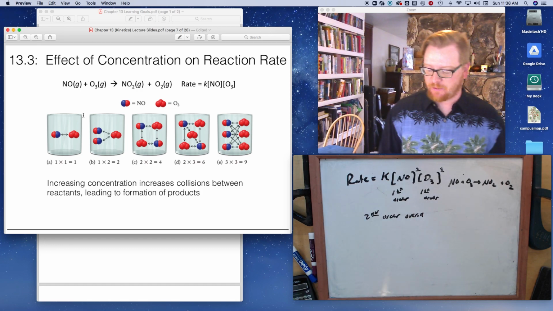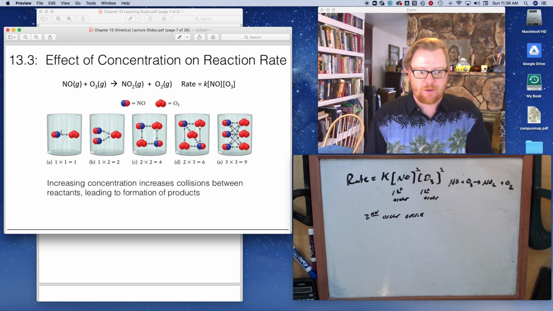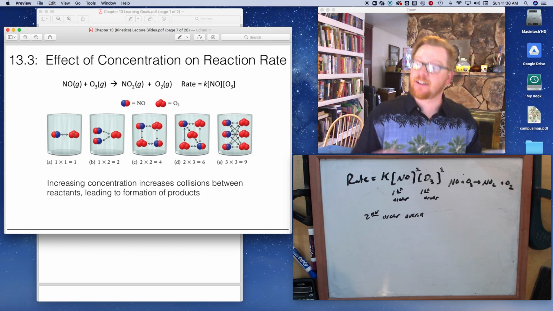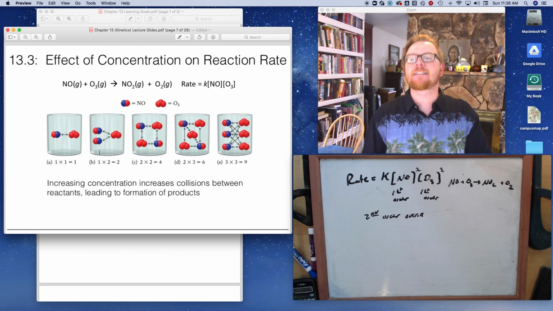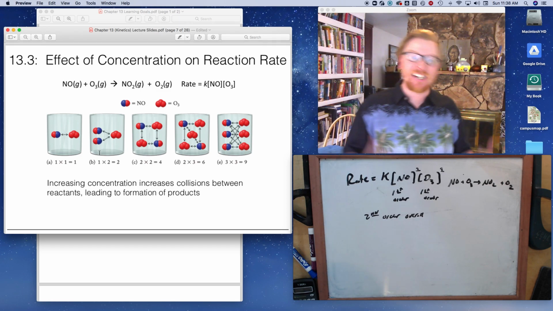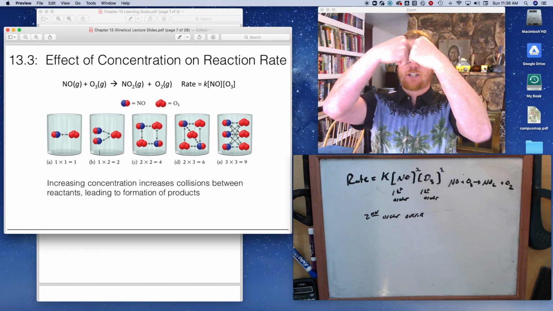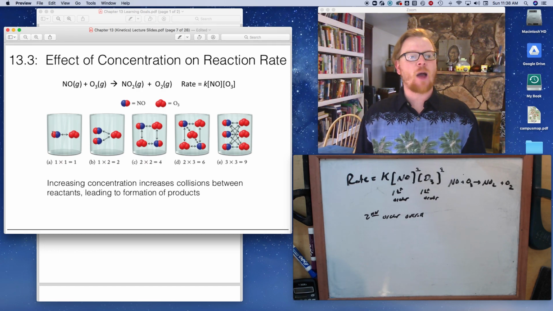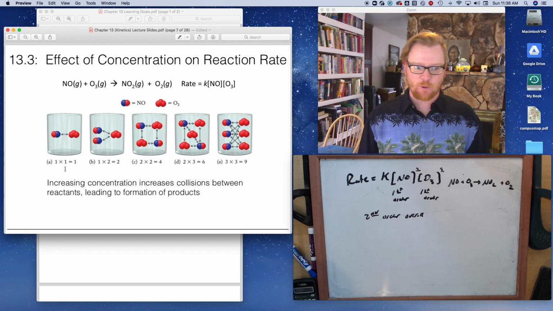So here's a demonstration of that. Suppose we have one NO molecule and it reacts with one O3 molecule, just as it's showing here. So if I have one of each and they collide, 1 times 1 equals 1. That's one collision. And we have to consider that in order for things to react, the amount of time it takes for them to react is very much related to how much time it takes them to find each other and collide. So when there's only one NO and one O3, there's only one possible collision.